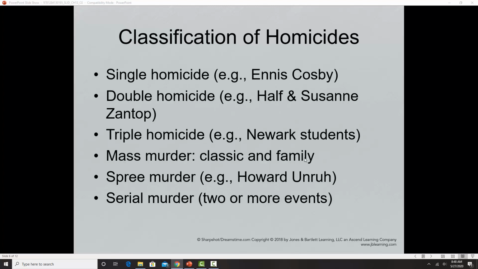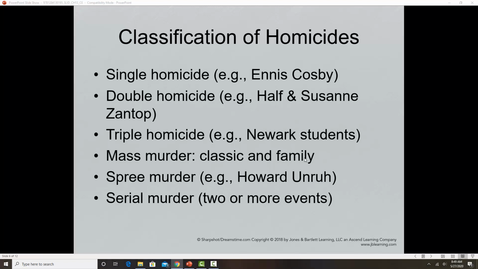When we look at the different types of homicide, single homicide just means a single event. So one person is killed at one time. A double homicide is two victims who are killed at one time in one location.